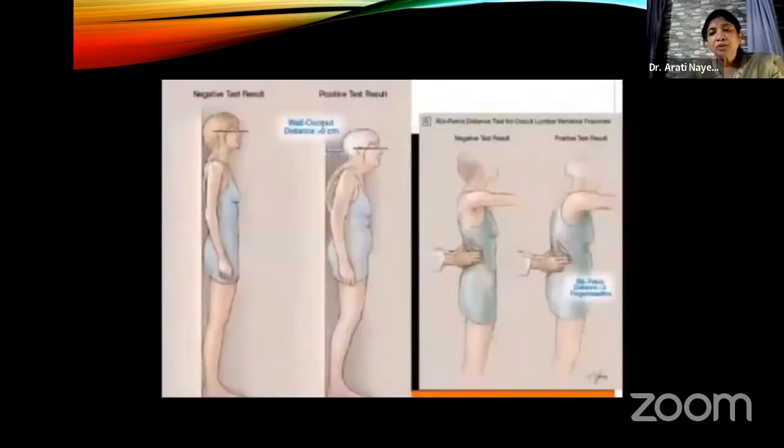There are two tests: the occult thoracic vertebra fracture test and the occult lumbar vertebra fracture test. In the occult thoracic vertebra fracture test, the patient is asked to stand by the side of the wall. Normally, there should not be any gap between the occiput and the wall. If there is a definite gap between the occiput and the wall, it indicates the occult thoracic vertebra fracture test is positive. And in the occult lumbar vertebra fracture test, if the patient can introduce more than 2 fingers between the rib and the pelvis, then it is normal. If less than 2 fingers, then the occult lumbar vertebra fracture test is positive.